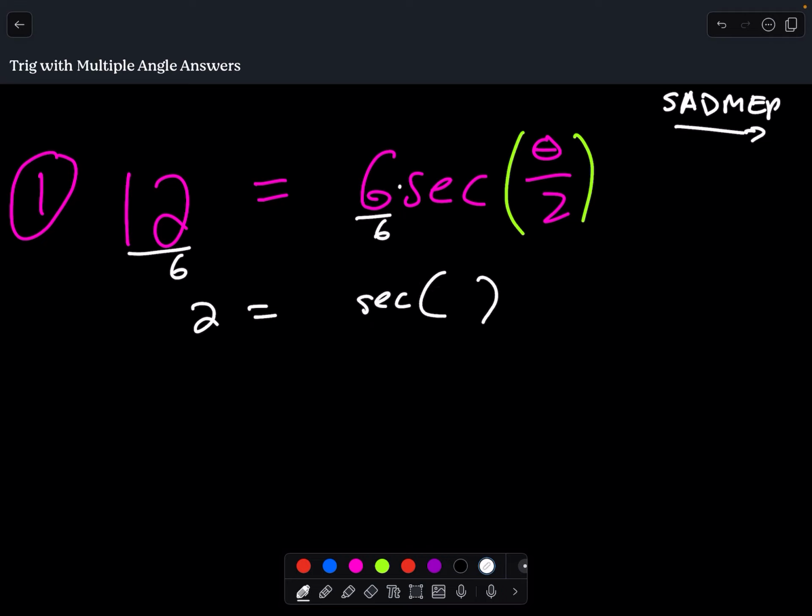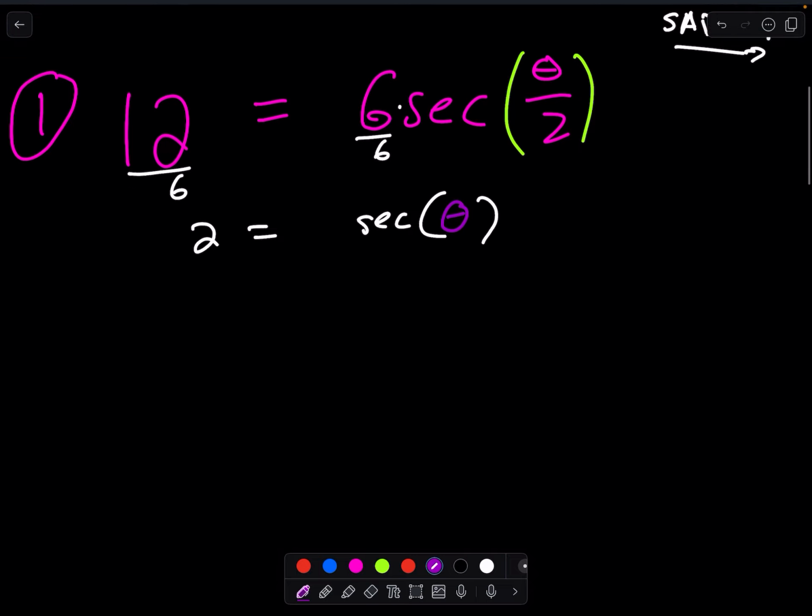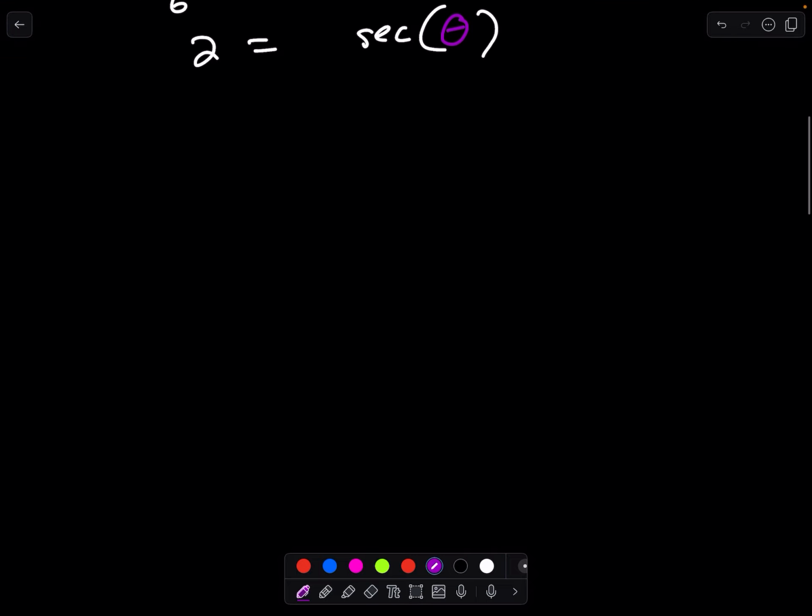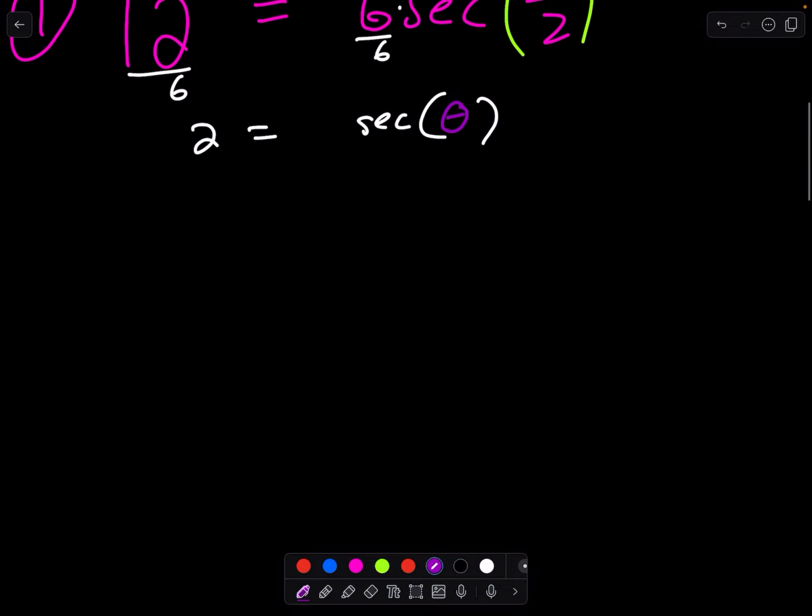Also, I don't really like the theta over 2. So I'll substitute in place of theta over 2. I'll just pretend that it's theta for now, but I'm going to switch it back later. You could put an x in place of theta over 2. Whatever you do, just be careful. Okay, so it looks a little bit less of an eyesore now if it reads 2 secant theta.